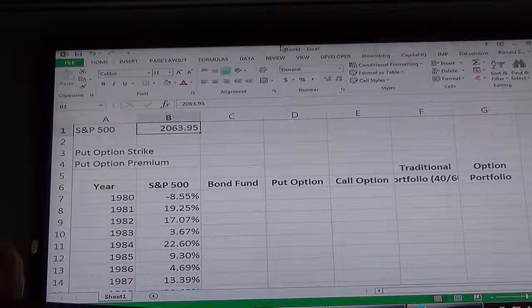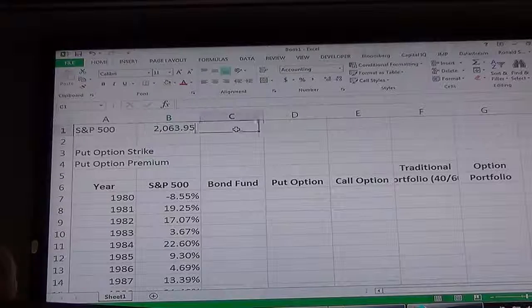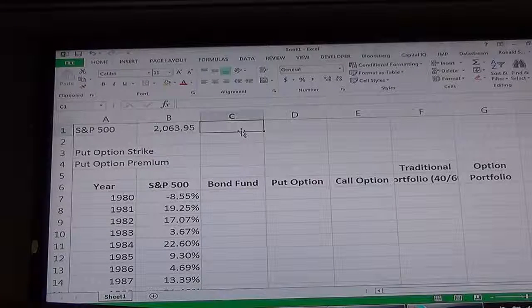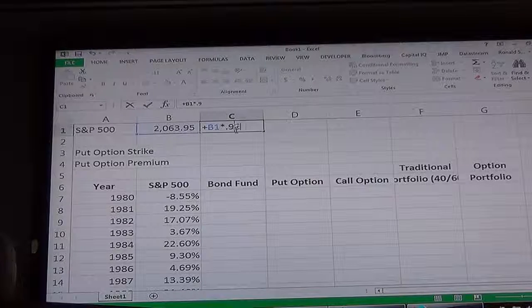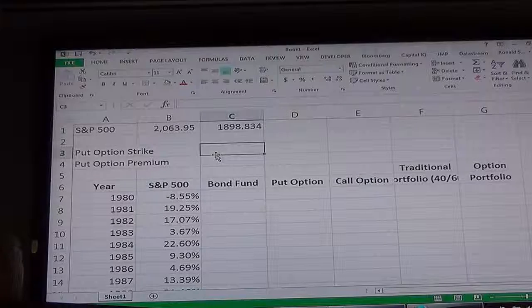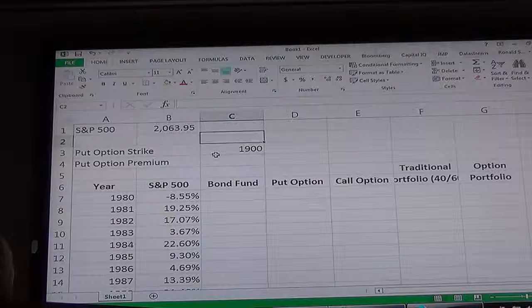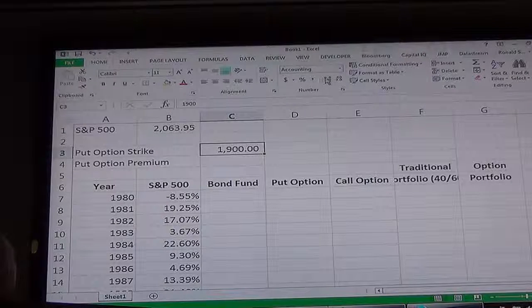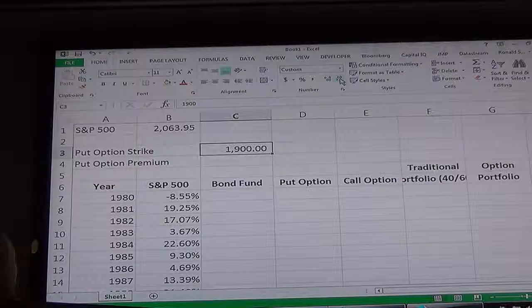So where do we want to set that put option? I want to say, hey, I want this person to lose no more than say 8%. So I'll multiply that by 0.92. So I'm going to set my strike at 1900. So if the market falls to 1900, beyond that point, my customer won't lose any more money.